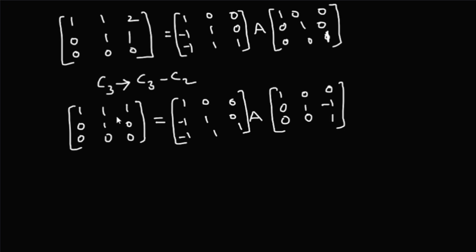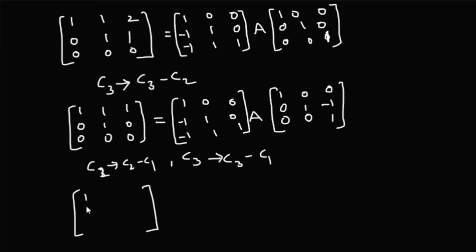Now you can make this entry 0 and this entry also 0 using this particular column. Okay. So C2 implies C2 minus C1. C3 implies C3 minus C1. That is how what you will get is 1, 0, 0. C2 implies C2 minus C1. This minus this 0. 1 minus 0, 1. 0 minus 0. 1 minus 1, 0. 0 minus 0, 0 minus 0.